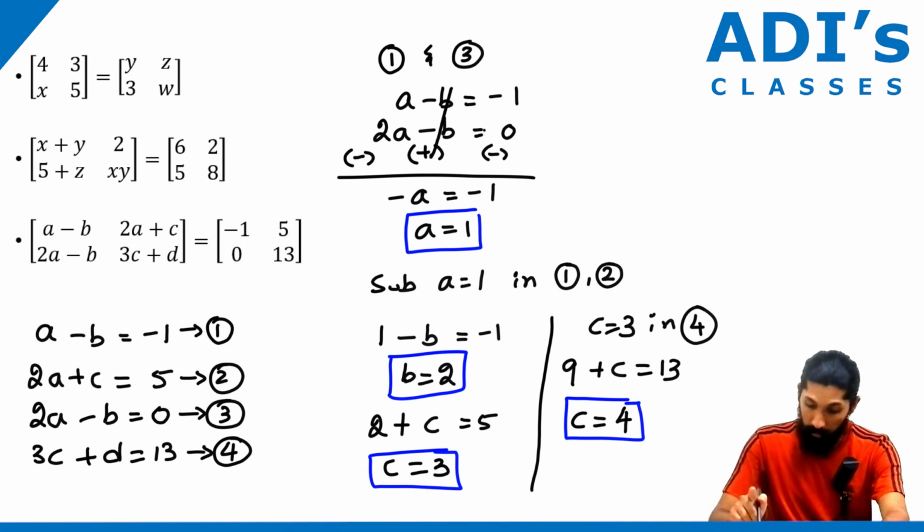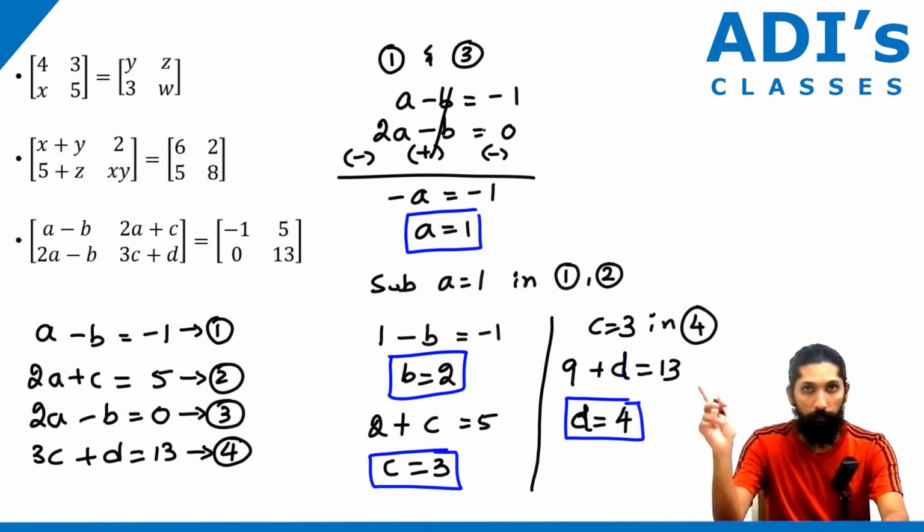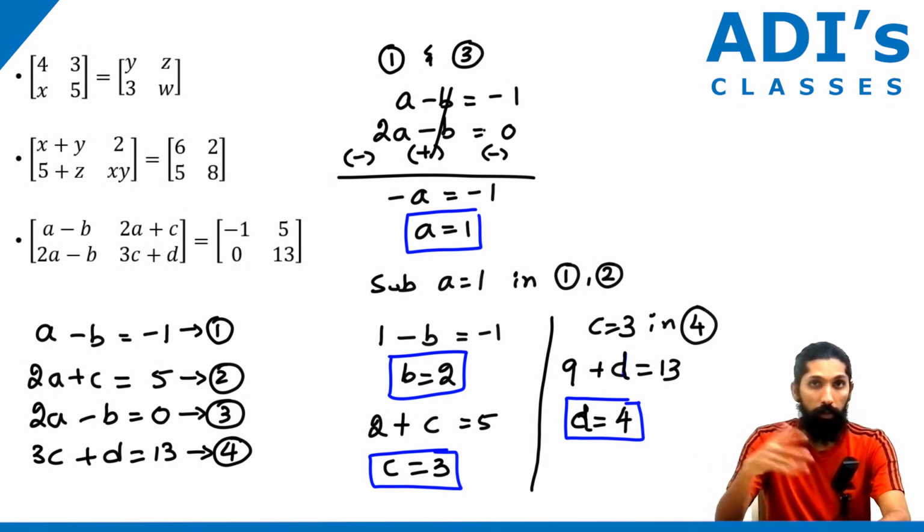See, a is 1, b is 2, c is 3. Oh, and this is supposed to be d. So this is d. D value is equal to 4. So a is 1, 2, 3, 4. These are the answers. I hope you guys understood how to do equality of matrices and problems based on this.